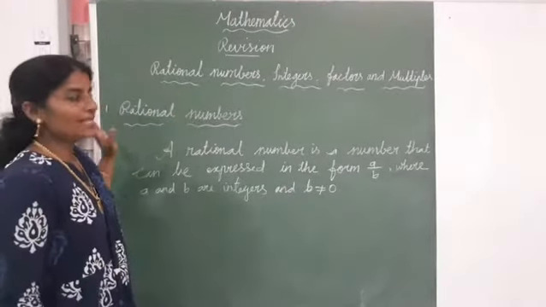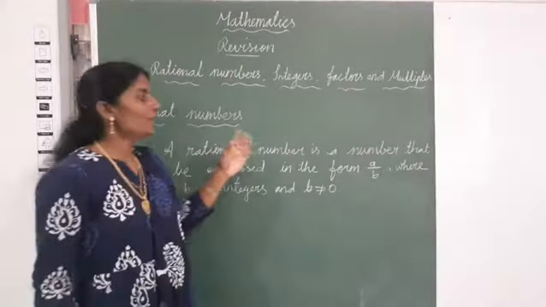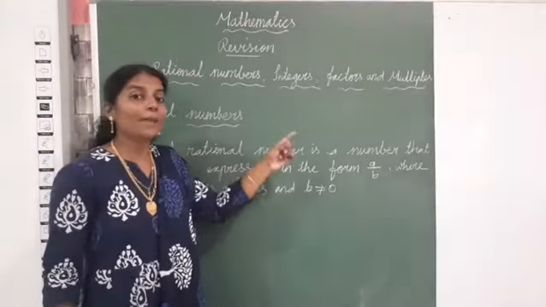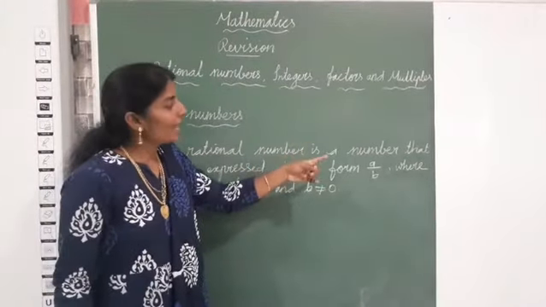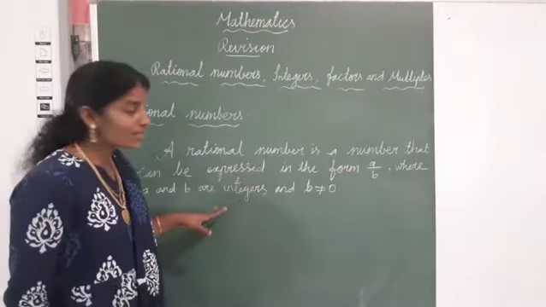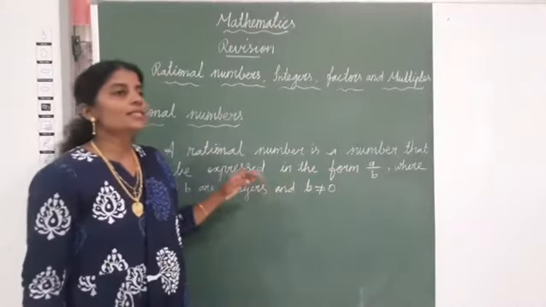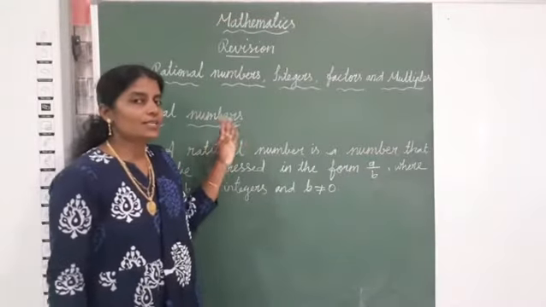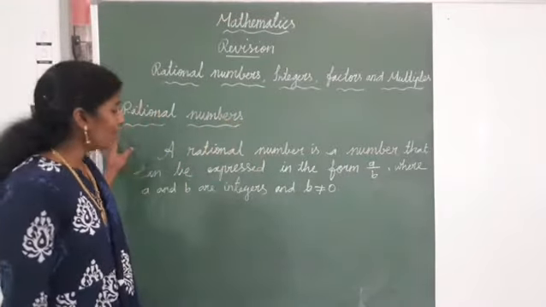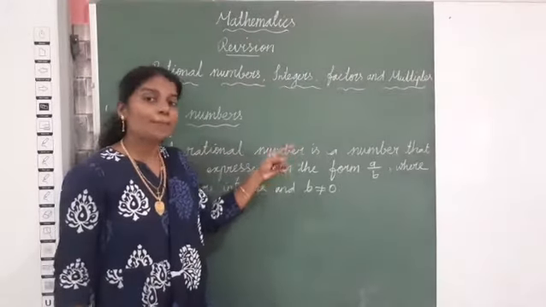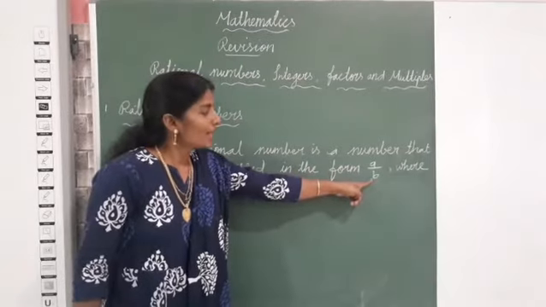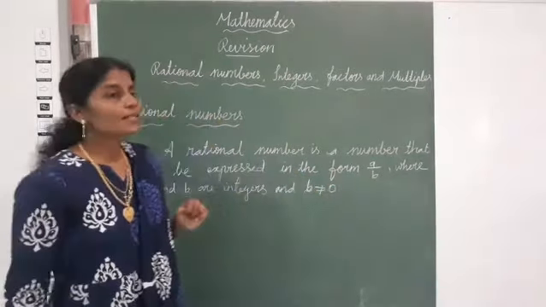Okay. What is rational numbers? A rational number is a number that can be expressed in the form a by b. Here a and b are integers. Then b not equal to 0. A rational number is a number that can be expressed in the form a by b. Here a and b are integers and b not equal to 0.